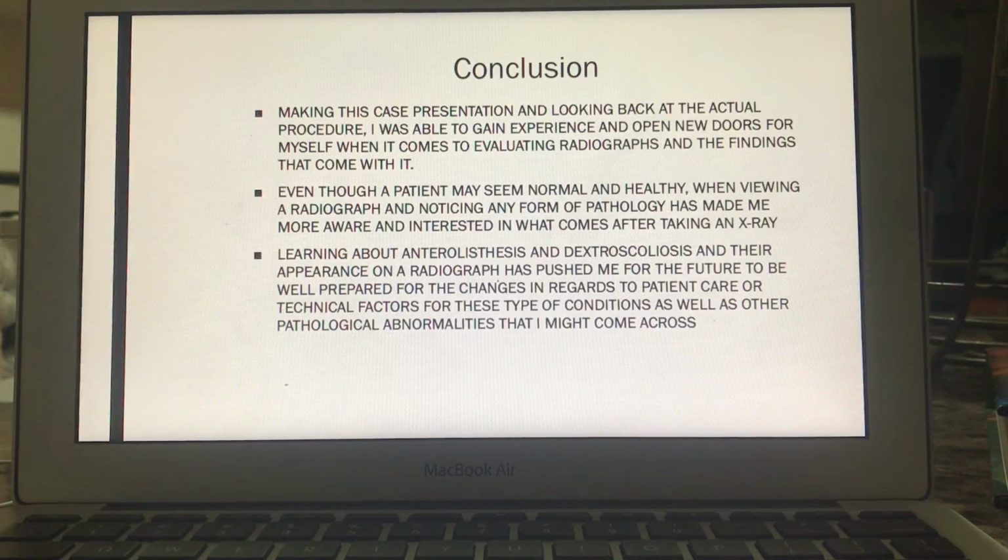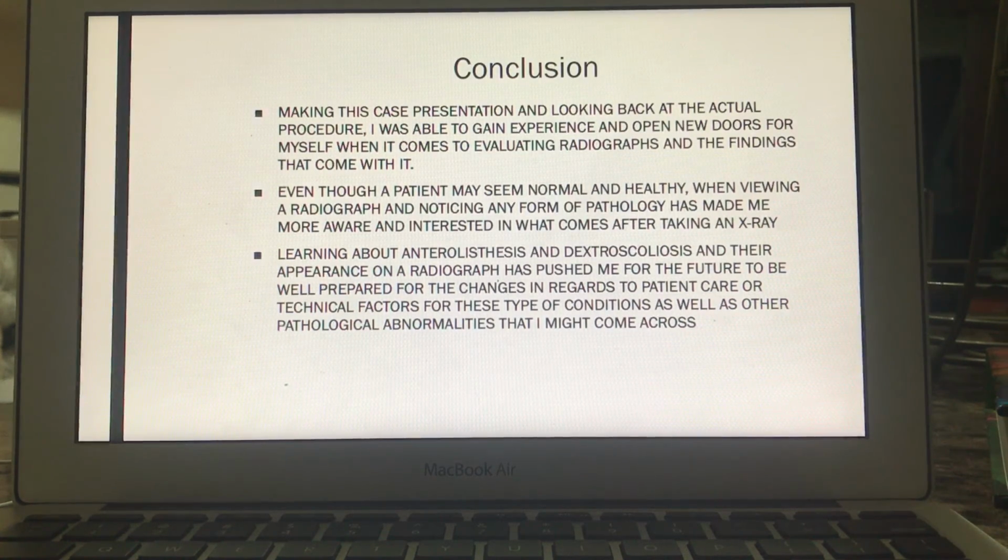And now for the conclusion. Making this case presentation and looking back at the actual procedure, I was able to gain experience and open new doors for myself when it comes to evaluating radiographs and the findings that can come with it. I never knew that there were so many things that one can see in a radiograph, and even though it looks normal, there can be so many things that can be abnormal. And even though a patient may seem normal and healthy, viewing a radiograph and noticing any form of pathology has made me more aware and interested in what comes after taking an X-ray.